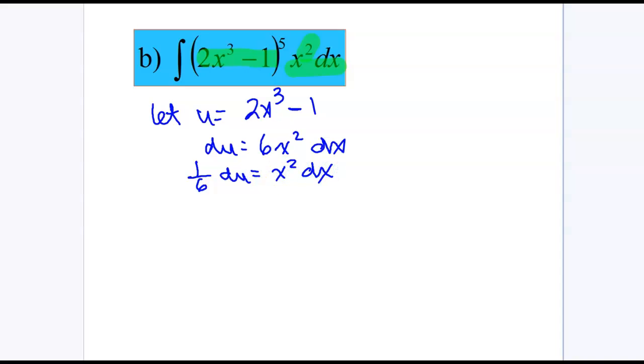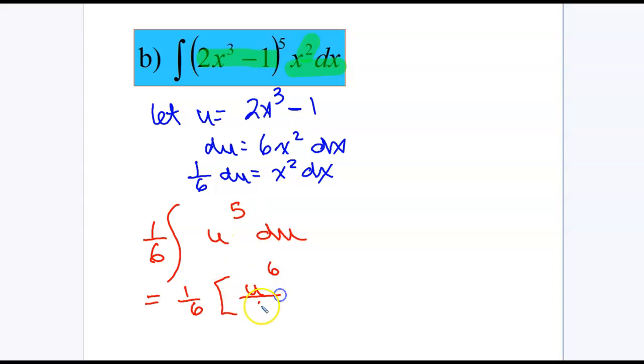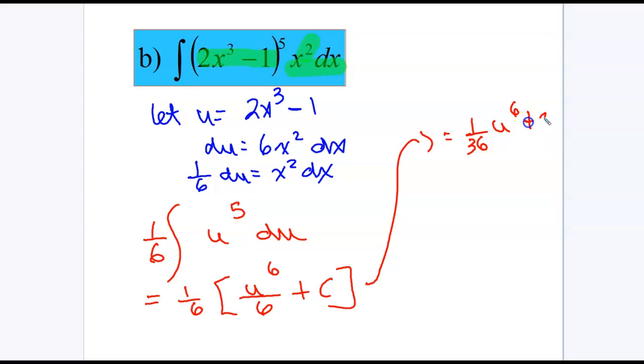So now I can make my substitution. In place of 2x cubed minus 1, I'm putting u to the 5th. In place of x squared dx, I'm putting in a 1/6 du. And now it's a very simple integral. U to the 5th becomes u to the 6 over 6 plus a constant, which is going to be 1 over 36 u to the 6th plus a constant. And in place of u, 2x cubed minus 1 to the 6th plus a constant.